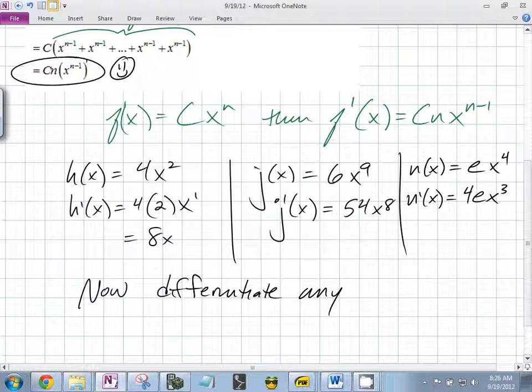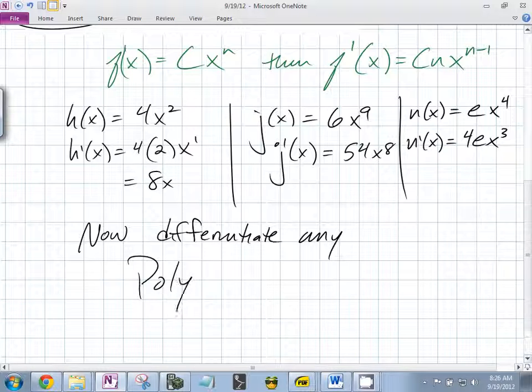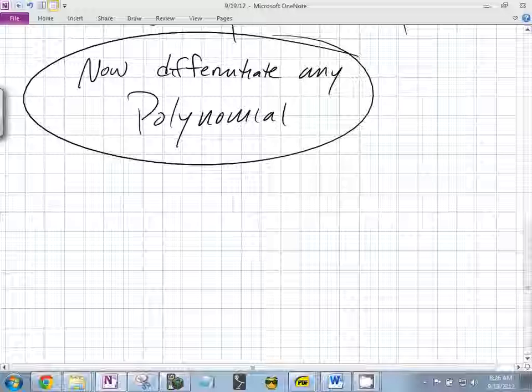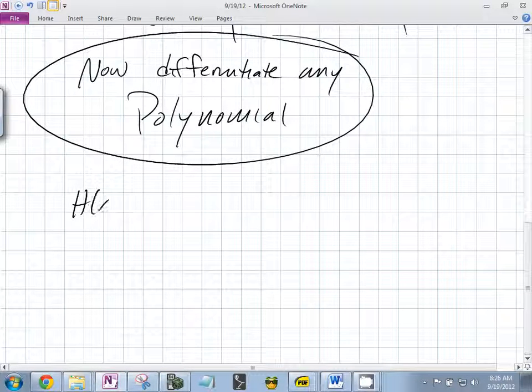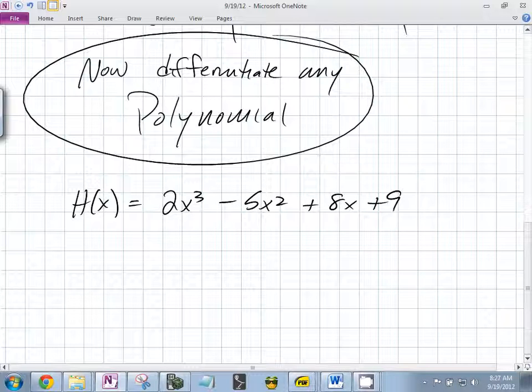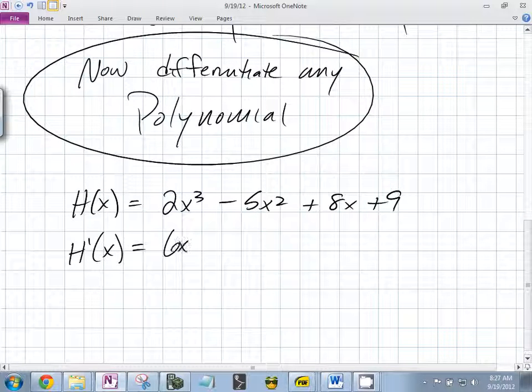Any polynomial. Because a polynomial is just a group of these power terms. That's it. So let's say h of x was equal to 2x cubed minus 5x squared plus 8x plus 9. Can someone tell me what h prime of x is equal to? Plus 0. Yeah. Is this a little faster than the limit definition? Yeah, this is a little faster than the limit definition.